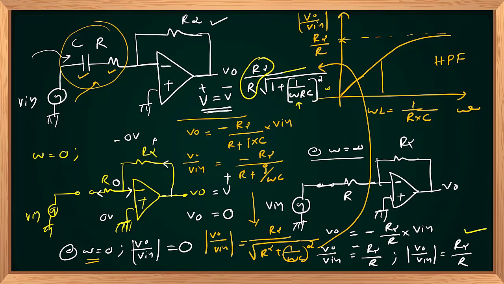The lower cutoff frequency is defined as where the gain becomes 1 over root 2 times the maximum gain. The maximum gain is R2 upon R. So the second term inside the root should be 2. For that, 1 by omega RC should be equal to 1, which implies omega L equals 1 over RC. Directly you can write it by observing these two values.